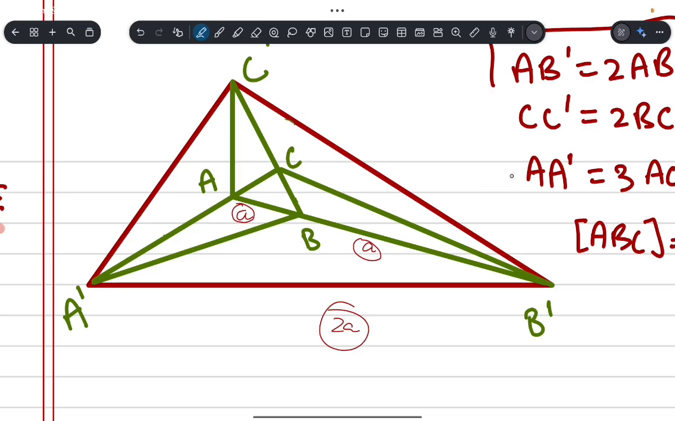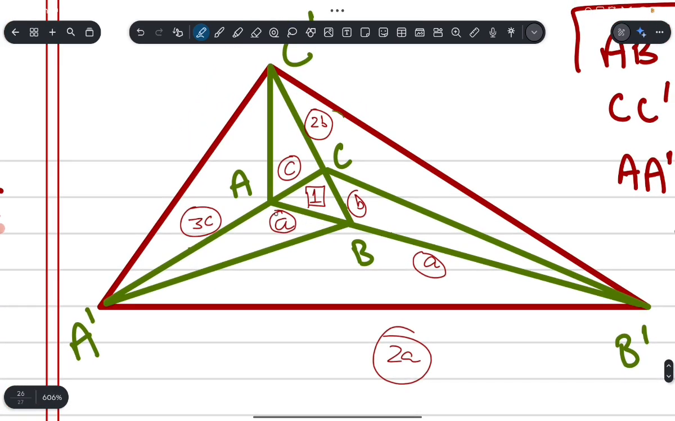perfect. Now, we have CC' given to be 2BC. So if I consider this as B, this is going to be 2B, right? Apart from that, we have AA' as 3AC. So if AC is C, AA' is going to be 3C, right? We are also provided that the area of this triangle is 1. So the areas I'm going to put into boxes and the lengths into circles. Perfect.